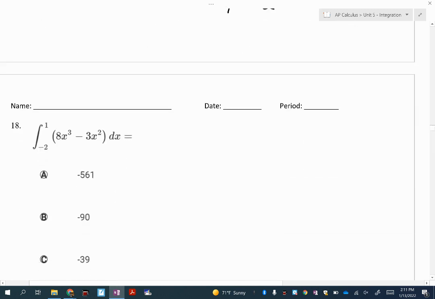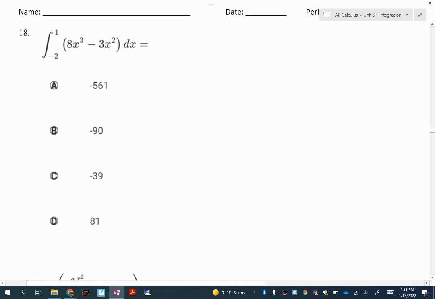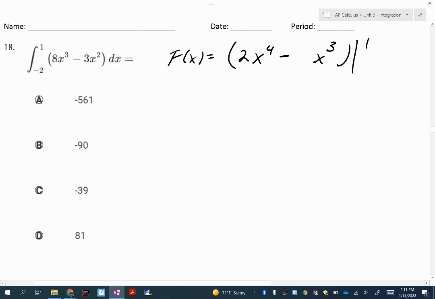Okay, let's go to 18. All right, another definite integral here. So I'm going to do the antiderivative, which is going to be, let's see, x to the fourth power. But I want it to be 8x cubed, not 4x cubed. So if I put a 2 there, that would be 4 times 2 is 8x cubed. And then this one is going to be x cubed. If I take the derivative of x cubed, I get 3x squared. So that one's good. All right, so I'm going to evaluate this at 1 and negative 2.